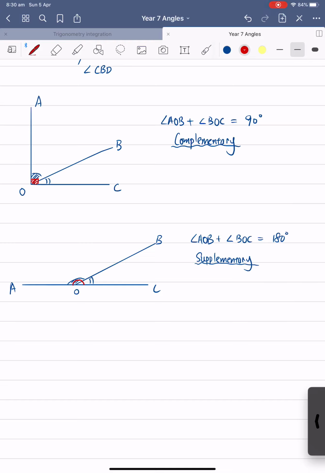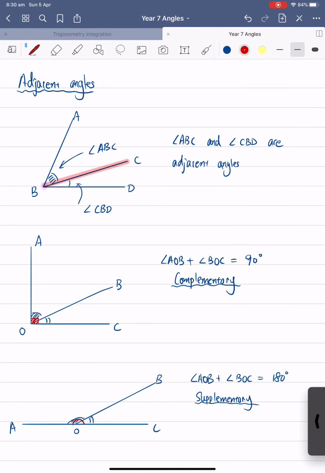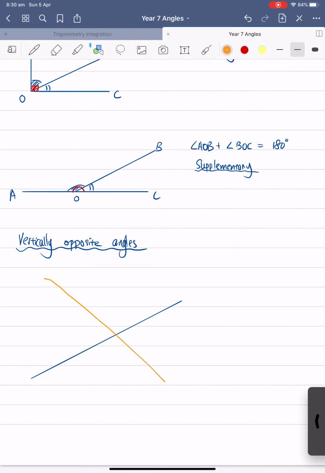Now, so this is just adjacent angles. The next one we'd like to talk about is vertically opposite angles, and what is the property of vertically opposite angles. Vertically opposite angles are angles that are formed when two lines intersect. That's my first line, and then a second line, and when these two lines intersect, we get two pairs of vertically opposite angles. So that's the first one.